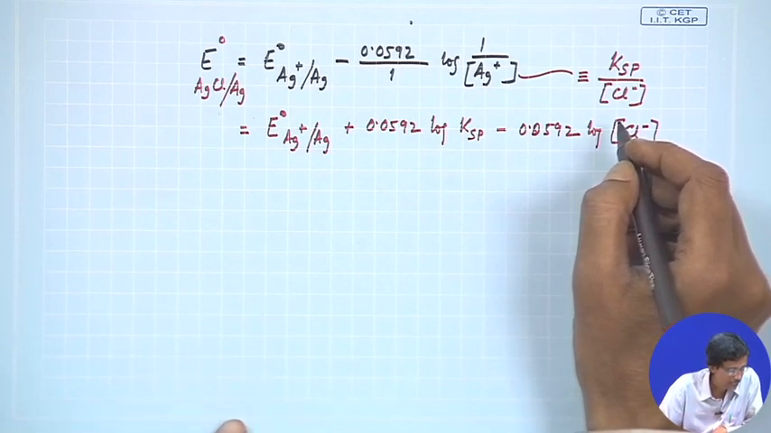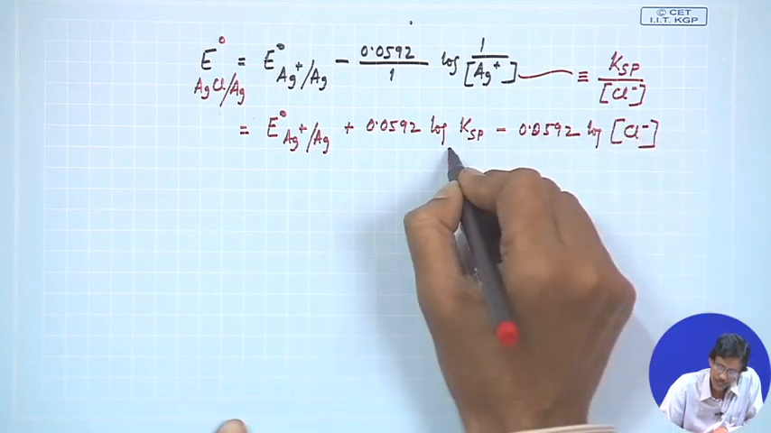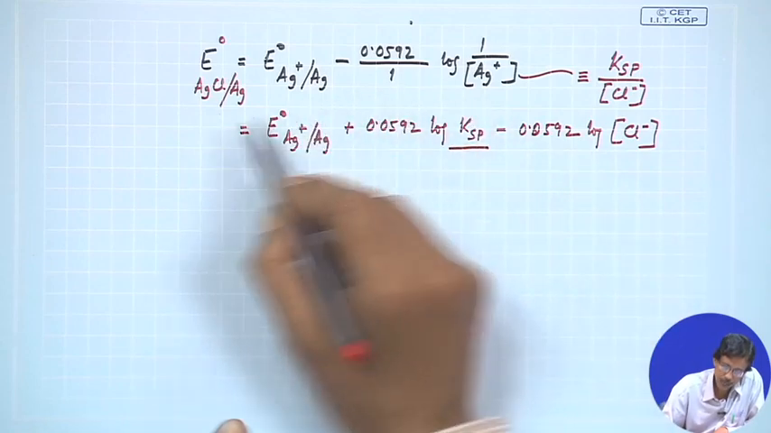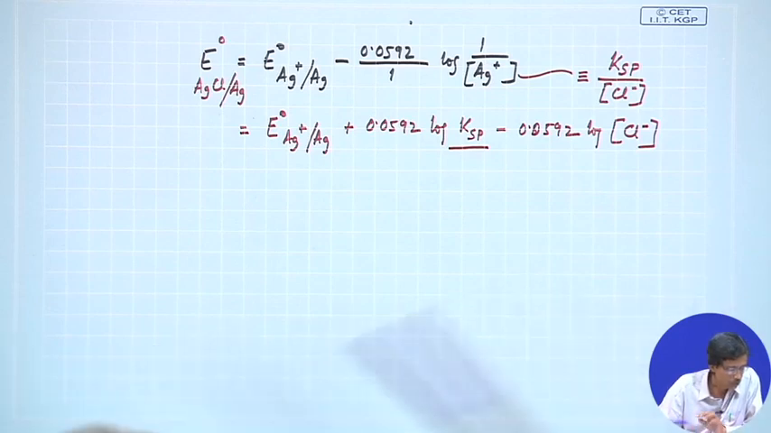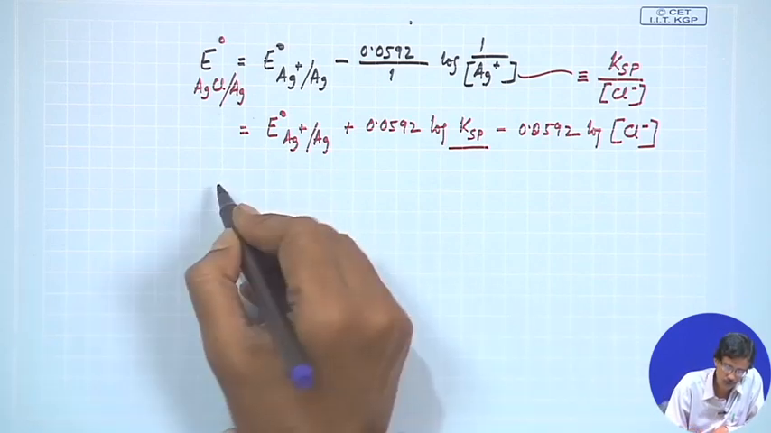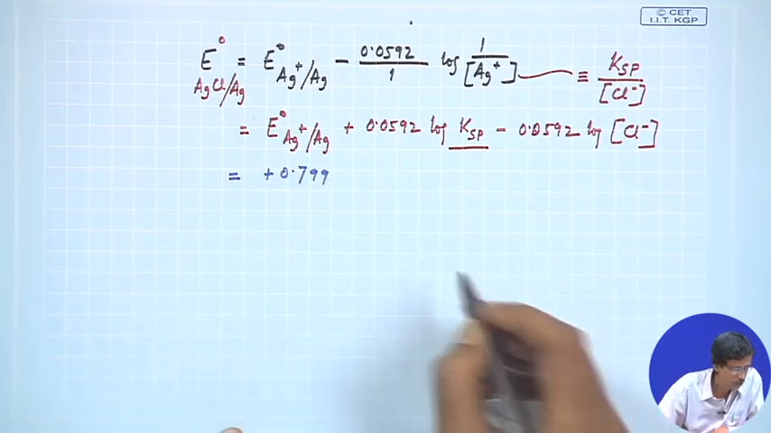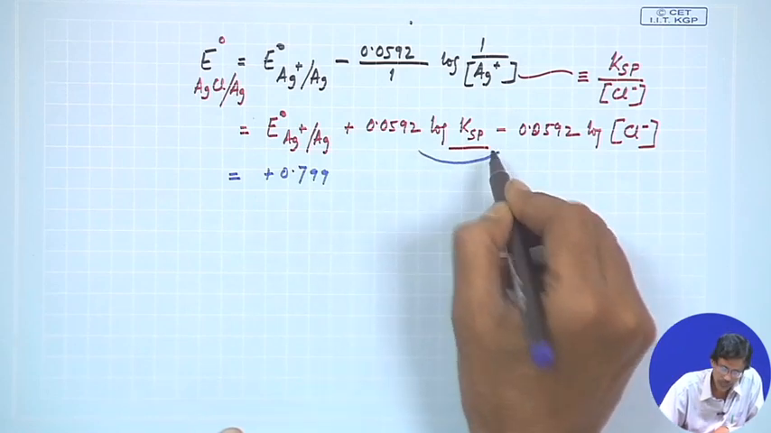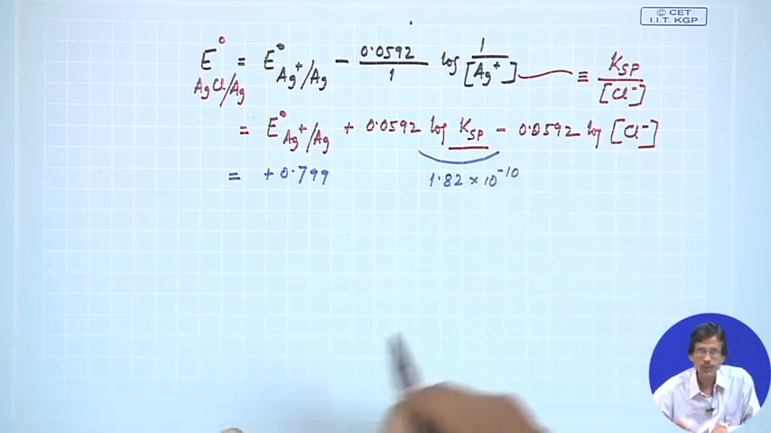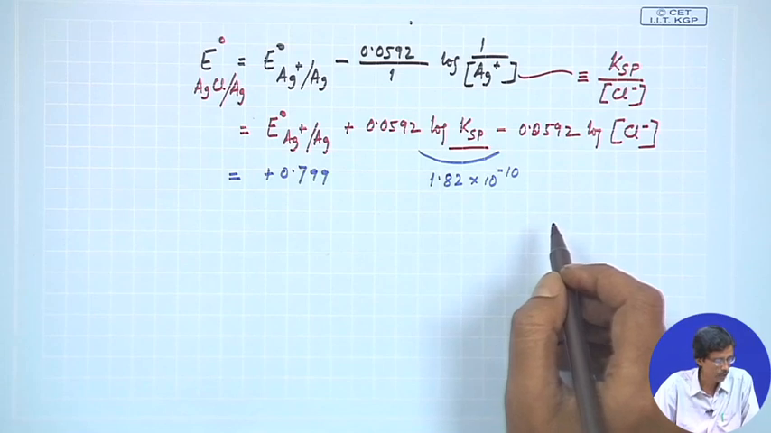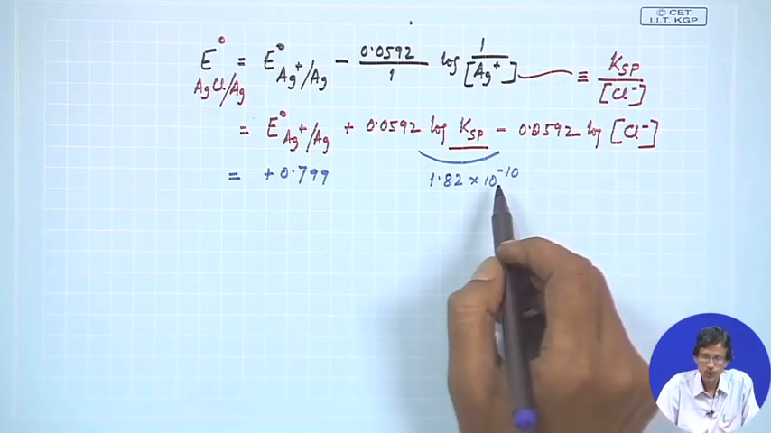Now the Ksp value is known for silver chloride formation. The magnitude of this Ksp value, and the E0 for silver ion to silver, is plus 0.799 volt, and we put the Ksp value as 1.82 into 10 to the power minus 10. These are the requirements for calculating this. So, you should know about these things.